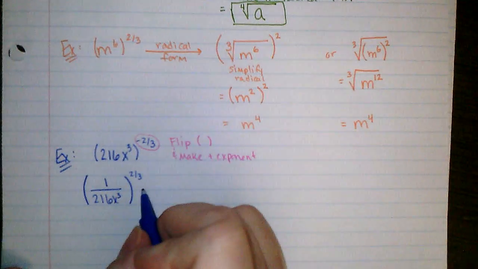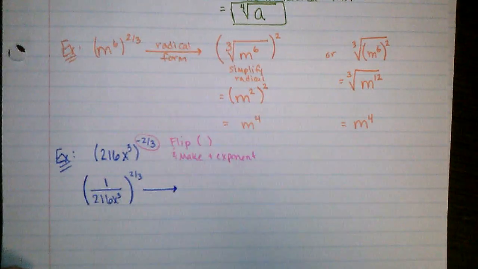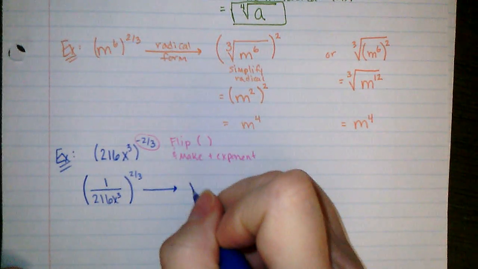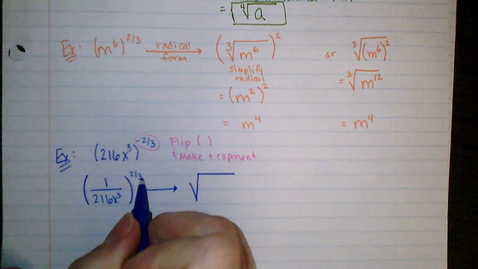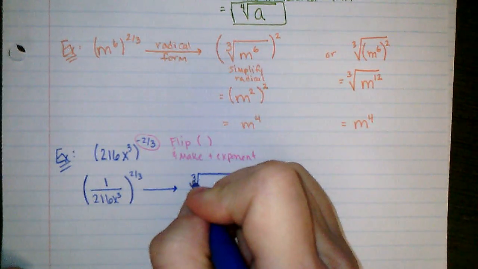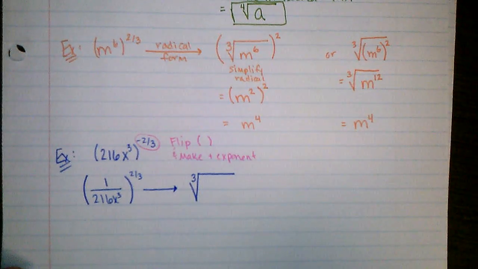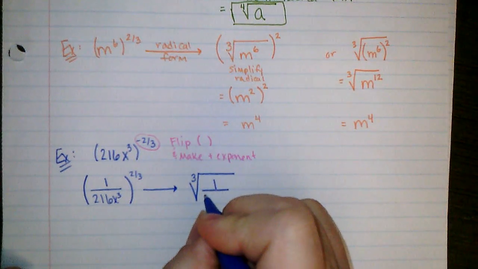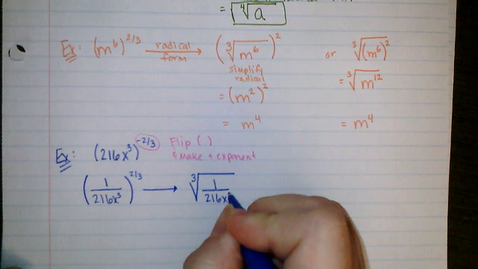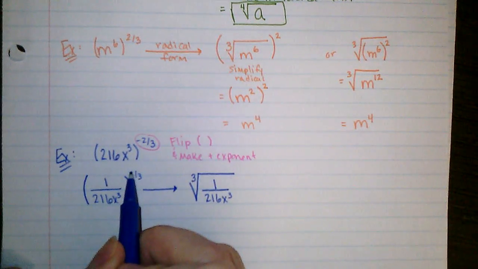And then I'm going to rewrite that in radical form. So I'm going to have what kind of radical? Well, the denominator tells me the index, so it's going to be a cube root of 1 over 216x cubed.